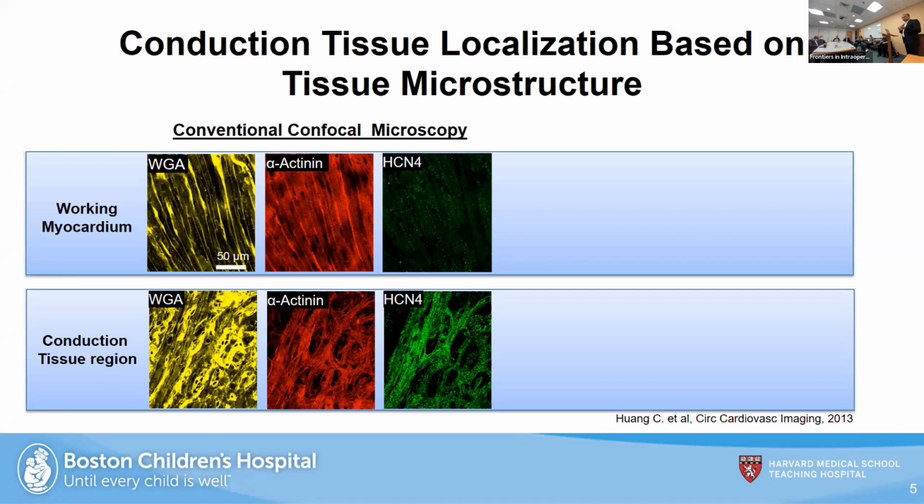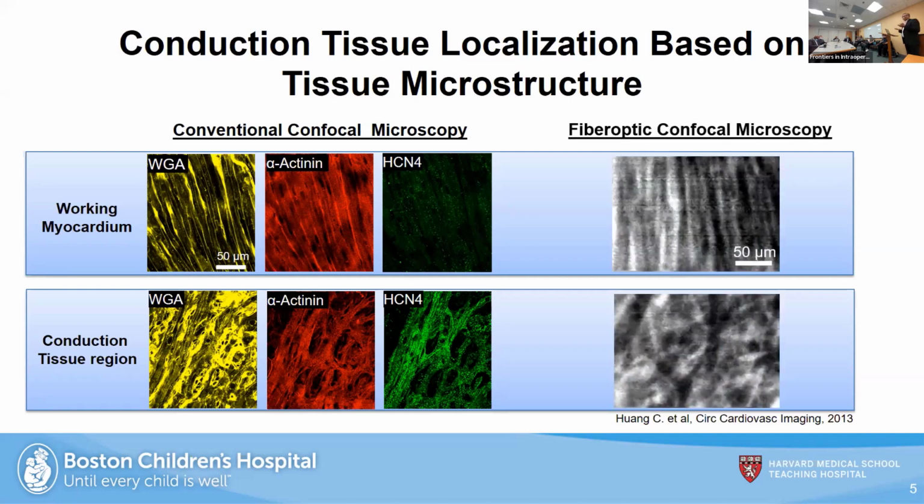The study showed that HCN4 positive regions are associated with this reticulated structure, as seen here in the middle slide below, whereas the microstructure associated with working myocardium is more anisotropic. And this is the basic fundamental concept that we use with fiber optic confocal microscopy. The study further showed that these microstructural differences can be reproduced using a fiber optic confocal microscope, which essentially makes the confocal microscope portable, and we can use it in the OR.